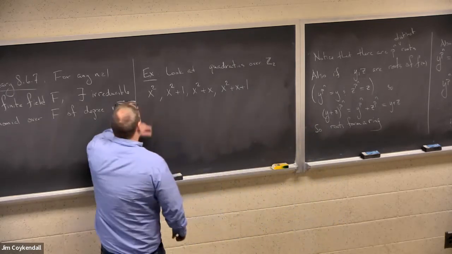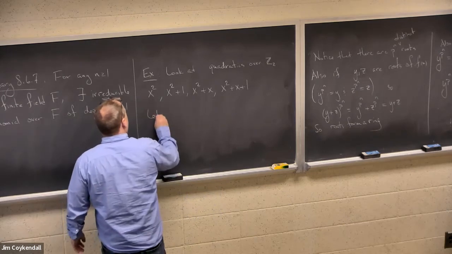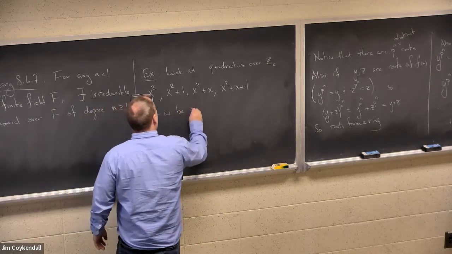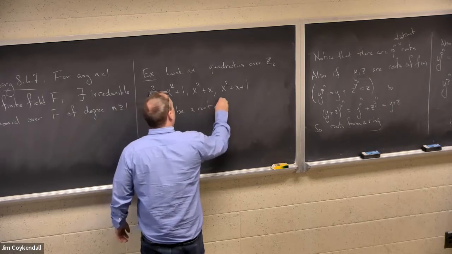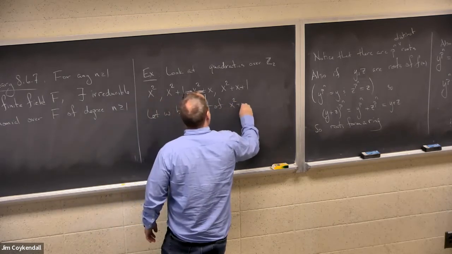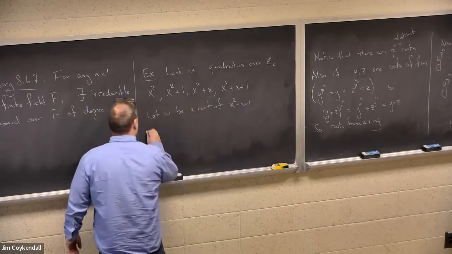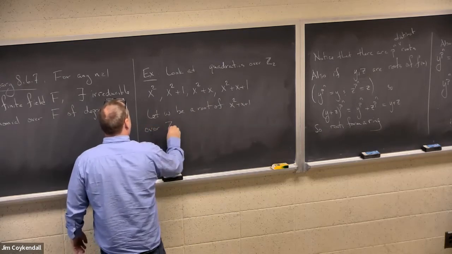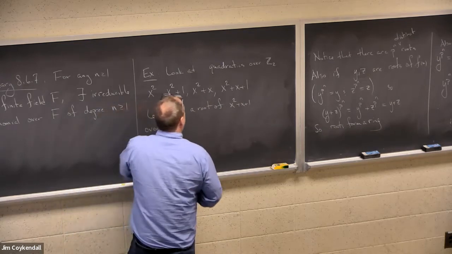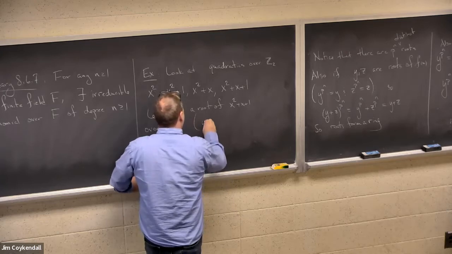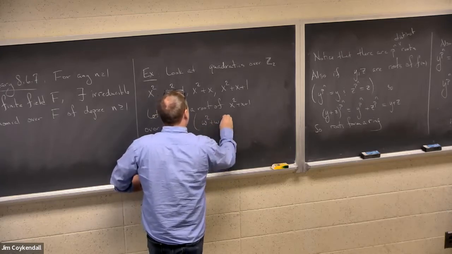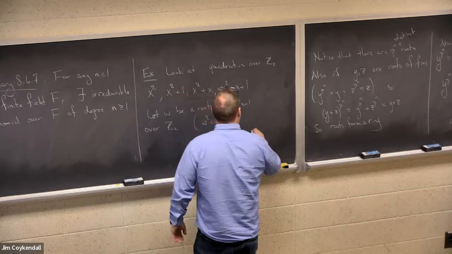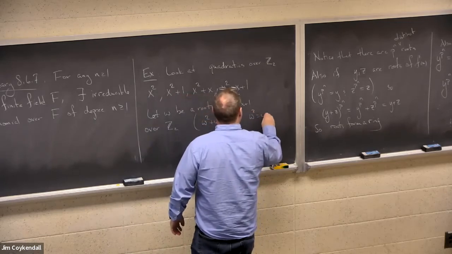Notice that if you take F_2 adjoined omega, then you have omega squared plus omega plus 1 is 0. And then we say omega squared is omega plus 1.